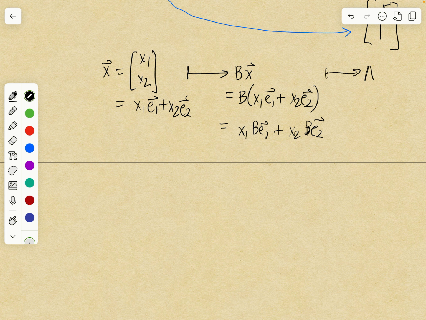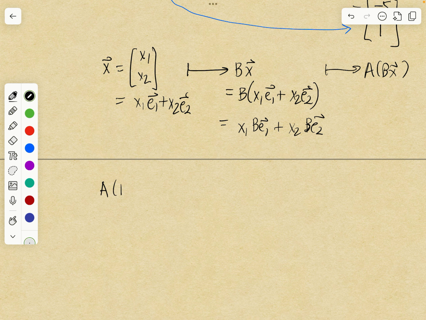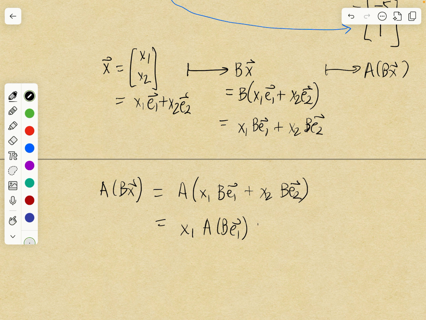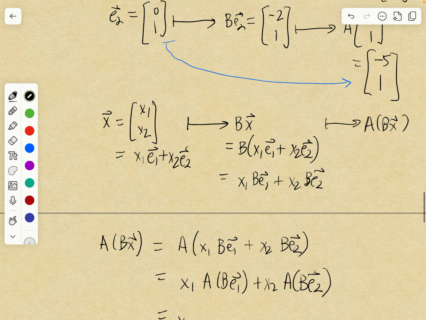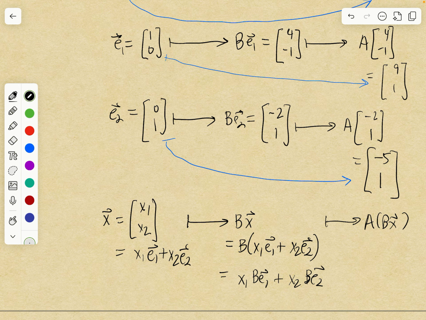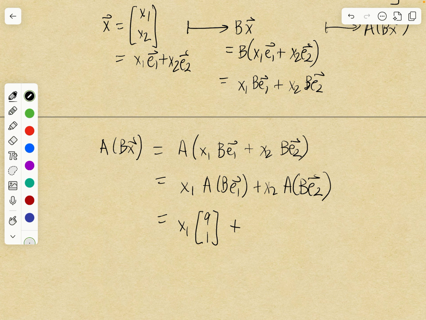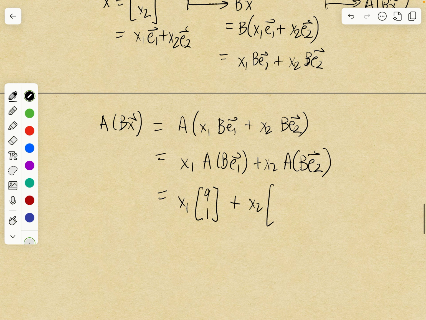Now that is going to go to A times Bx. So let's write down what A times Bx is. A times Bx is equal to A times, we figured out what B times x is, it's x1 B e1 plus x2 B e2. And so by linearity again, this is going to be x1 times A times B e1 plus x2 times A times B e2. And this is going to be x1, we figured out A times B e1, it's (9, 1), right? So x1 (9, 1) plus x2 times (-5, 1).